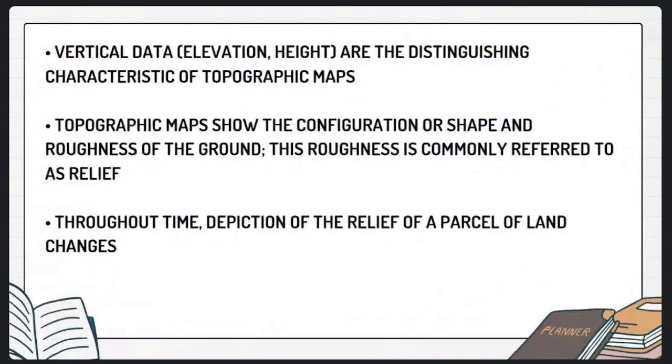Covered in topographic surveys are vertical data, which is elevation, height. These are the distinguishing characteristics of topographic maps. Topographic maps show the configuration or shape and roughness of the ground. This roughness is commonly referred to as relief. Throughout time, depiction of the relief of a parcel of land changes.